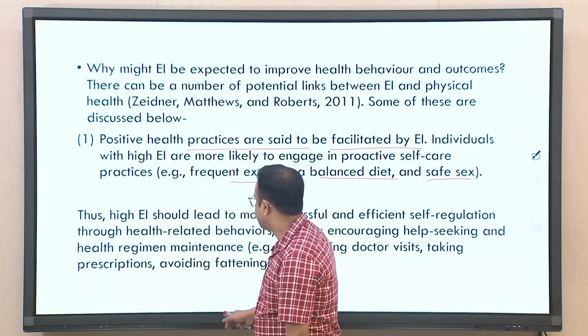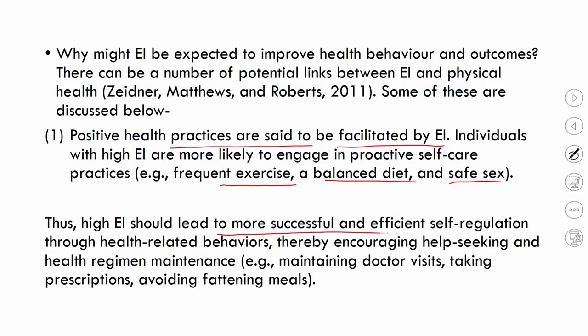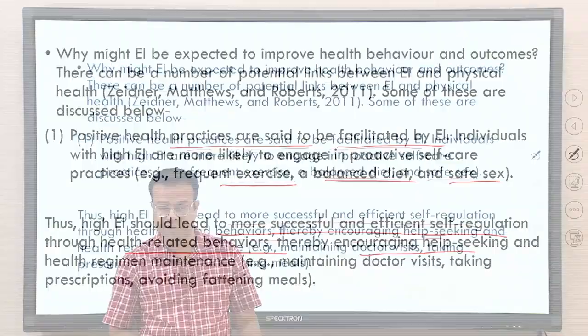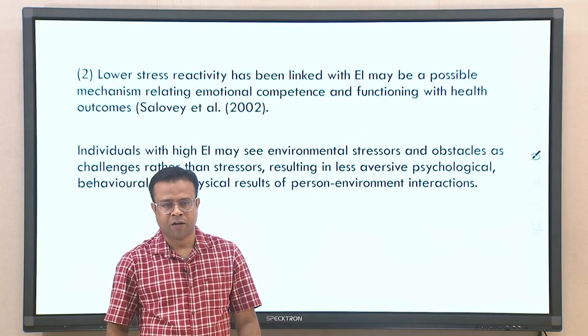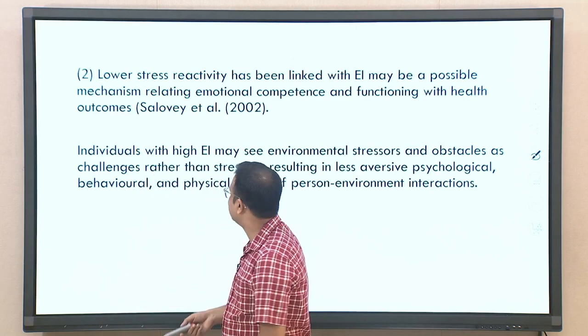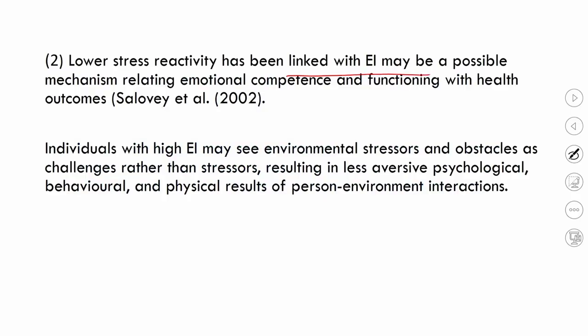So, basically the idea is that high EI should lead to more successful and efficient self-regulation through health related behaviors, thereby encouraging help seeking and health regimen maintenance and so on. So, more positive behaviors would be facilitated by higher emotional intelligence, which could lead to better health. Second, lower stress reactivity has also been linked with EI. It may also be a possible mechanism related to emotional competence and functioning.